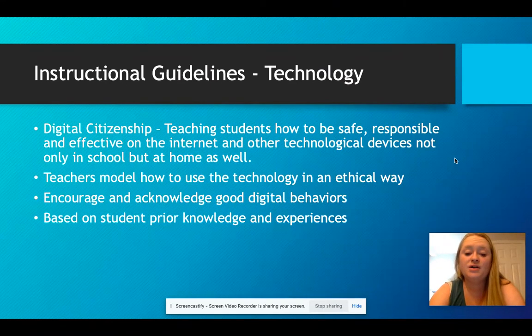They encourage and acknowledge the good digital behaviors, and it's based on student prior knowledge and experiences. So, students, because technology is such a big part of their lives, have an idea of kind of what's safe and unsafe, hopefully, with the technology.